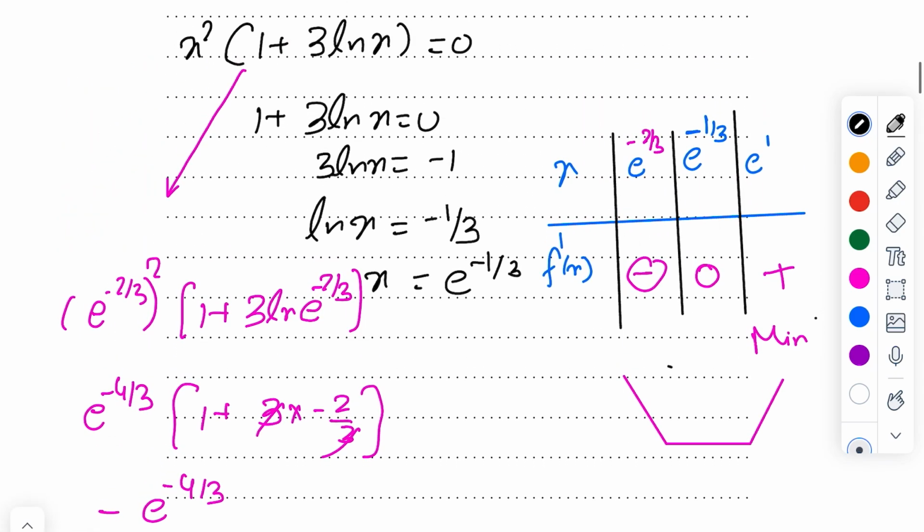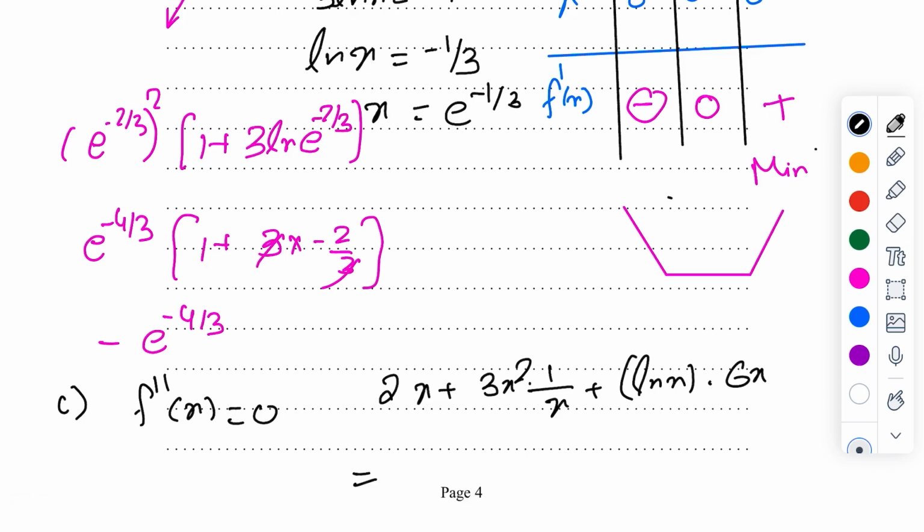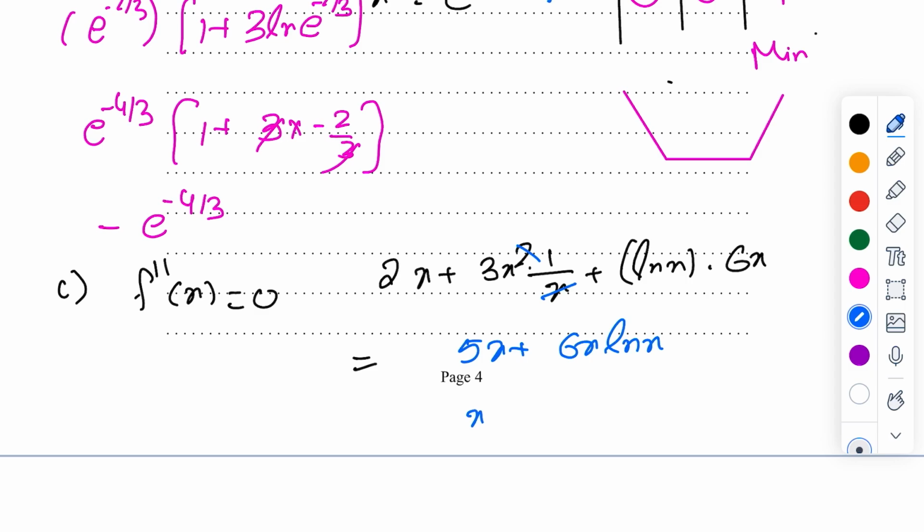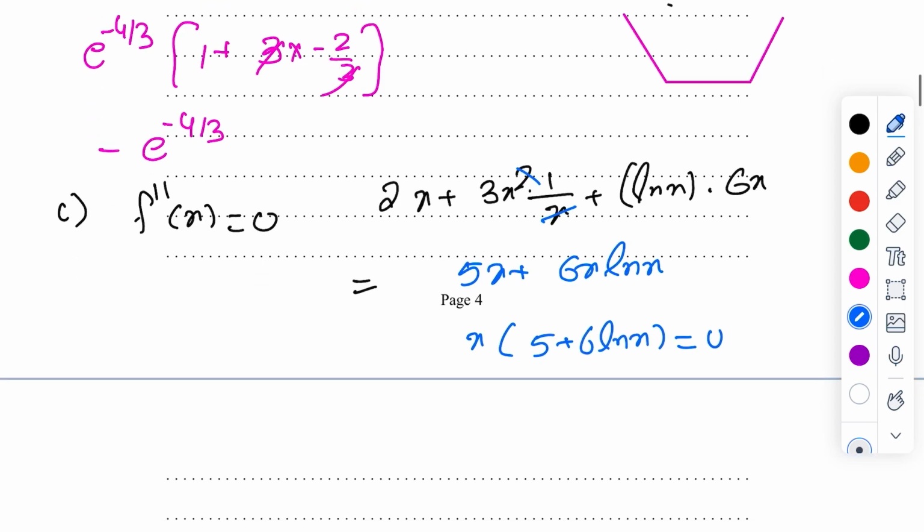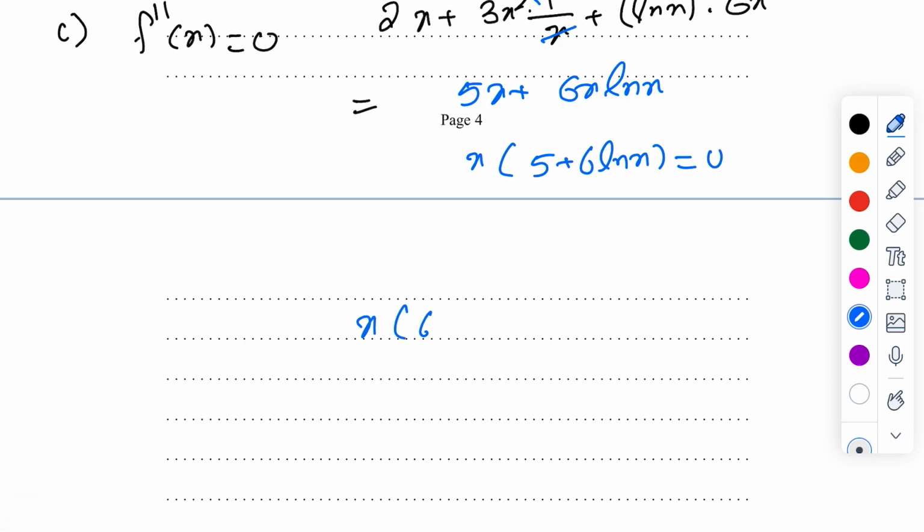So the second derivative for this one is: x squared derivative is 2x, plus 3x squared, ln x derivative is 1 upon x, plus ln x times 3x squared derivative is 6x. Now what does that become? This becomes 2x plus 3x, which is nothing but 5x. 5x plus 6x ln x. Then I take x common, x times (5 plus 6 ln x) should be equal to 0.